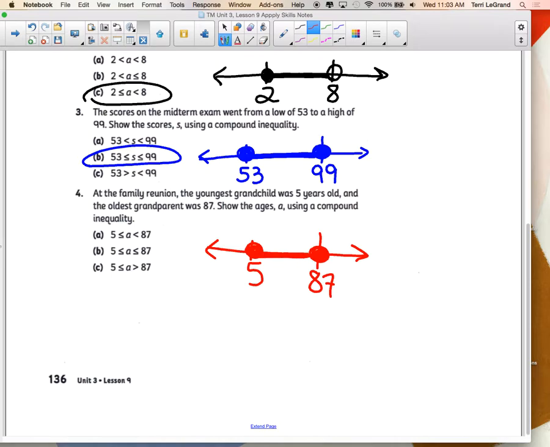Okay. So what's our answer for this one? Answer B. We need the equal to bars at both ends, don't we? Both of them were shaded in. Okay. Check yourself out. If you got it done, did you get it right? Okay. Any questions?